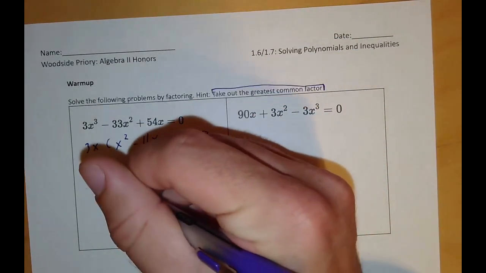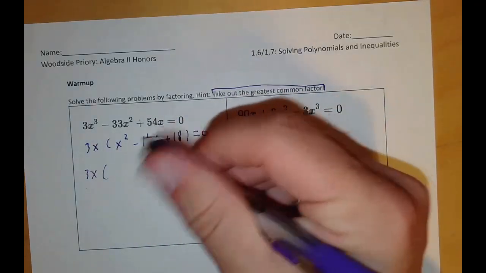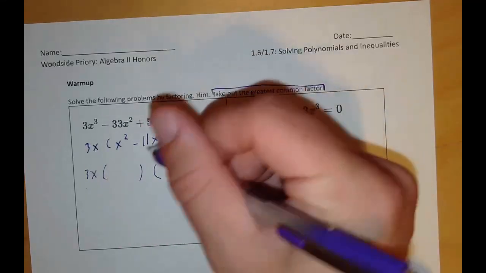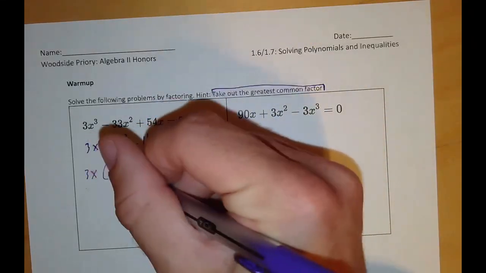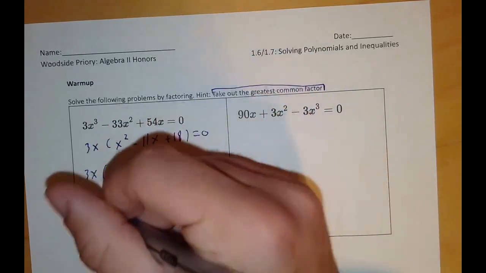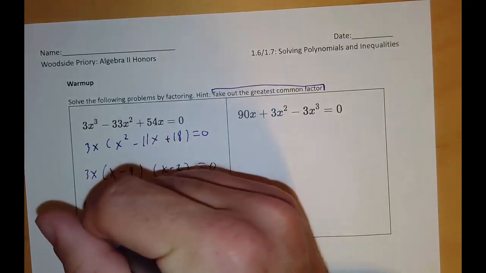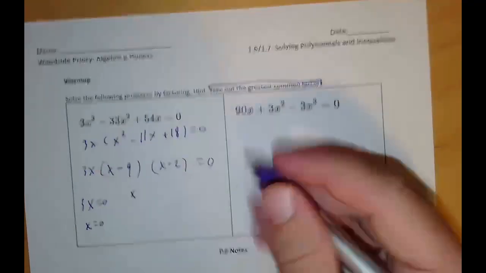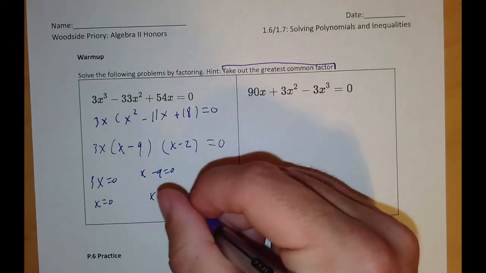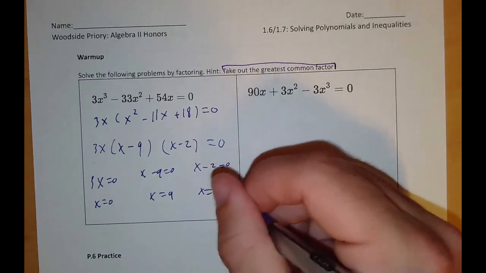Then you're just going to factor this again. You're going to drop down that 3x, don't get rid of the 3x, and then we're going to factor this again. So we're going to have two numbers that multiply to 18 and add to get negative 11: x minus 9 and x minus 2. So our solutions are 3x equals 0, or x equals 0, x minus 9 equals 0, or x equals 9, and x minus 2 equals 0, or x equals 2.